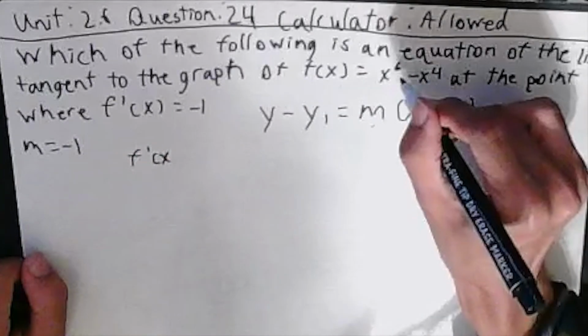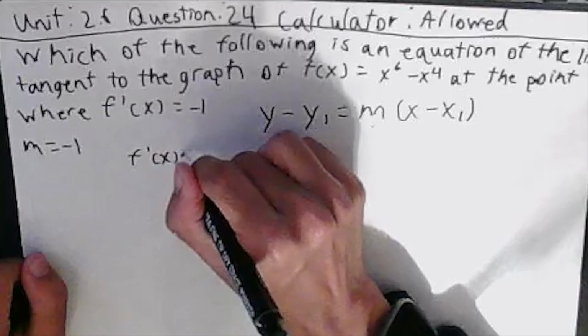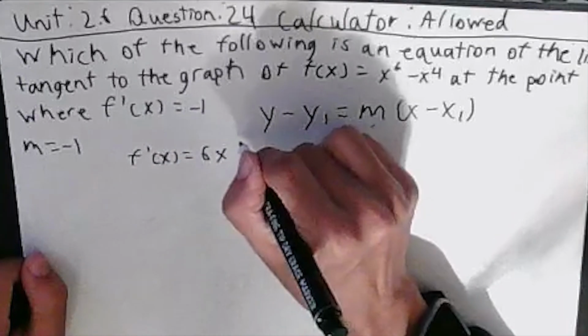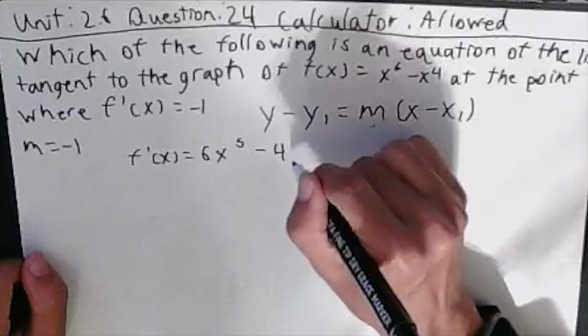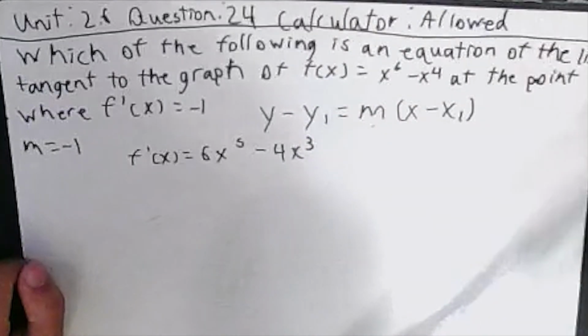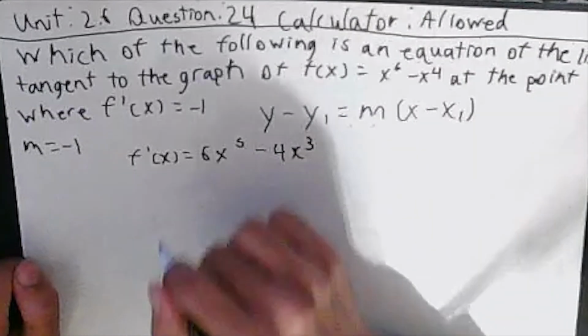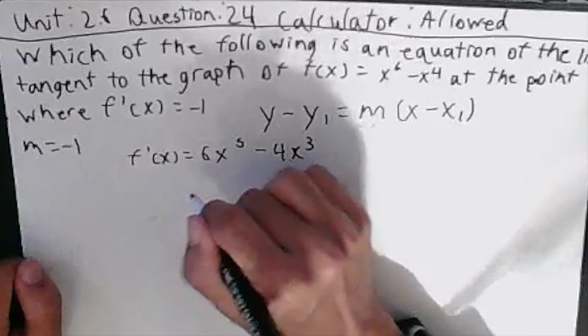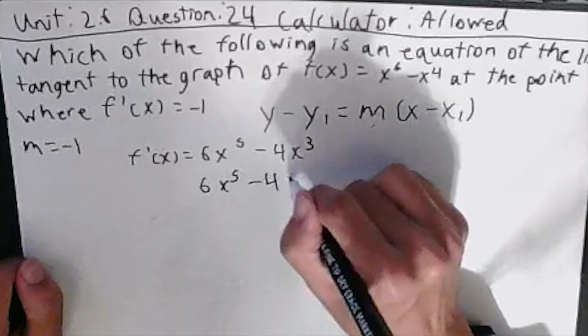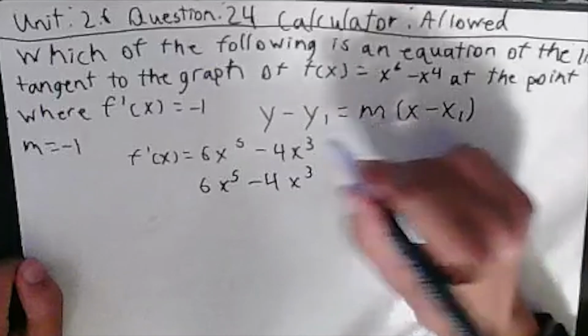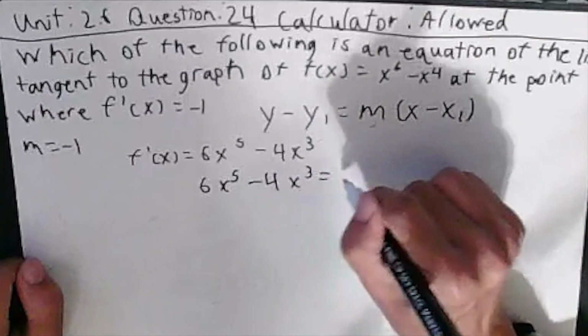So we can bring the 6 to the front and subtract 1 from the power, and then the same with this other term, x to the fourth power. So now we have our f prime of x. We're going to set that function f prime of x equal to negative 1 and solve for x, and that will be the x value of our equation, or the x1 value.